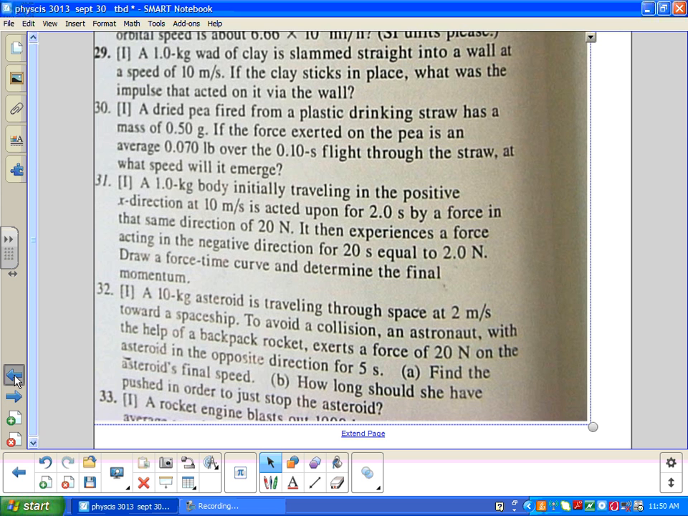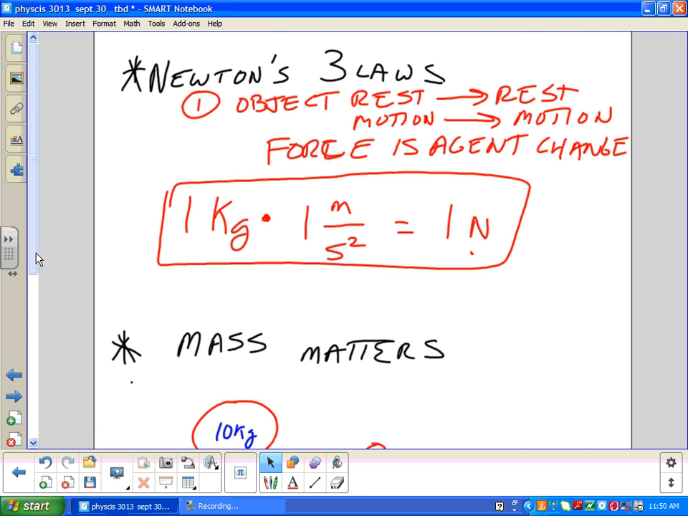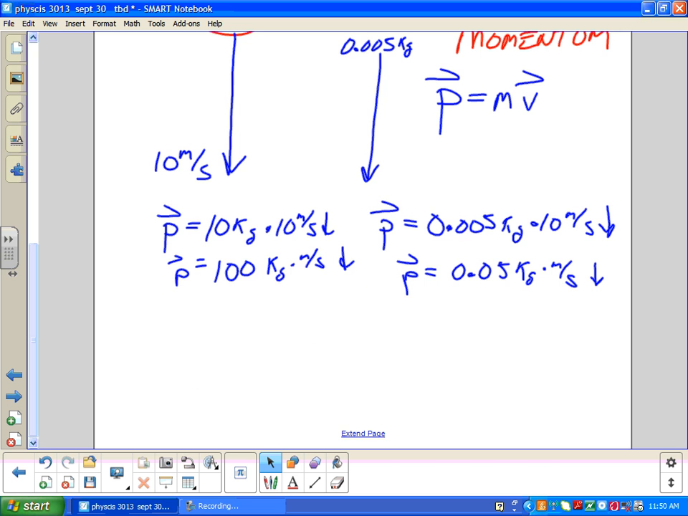So when we talk about this, mass matters. We have a momentum. Impulse is just a measure of momentum, all right?